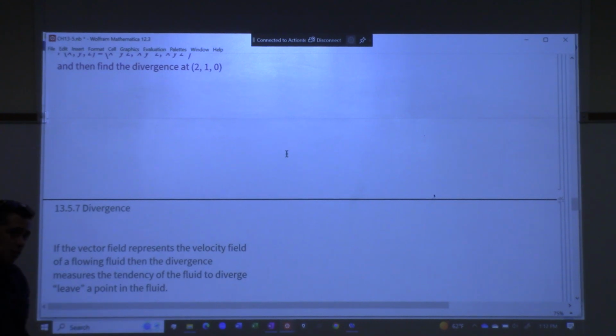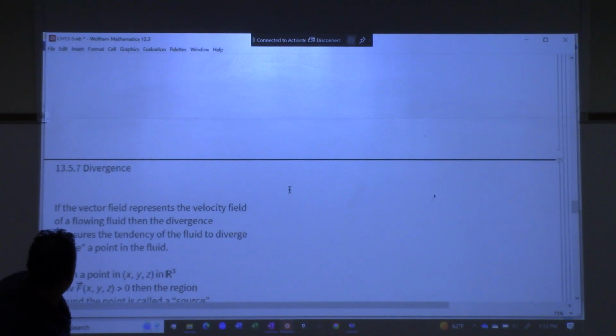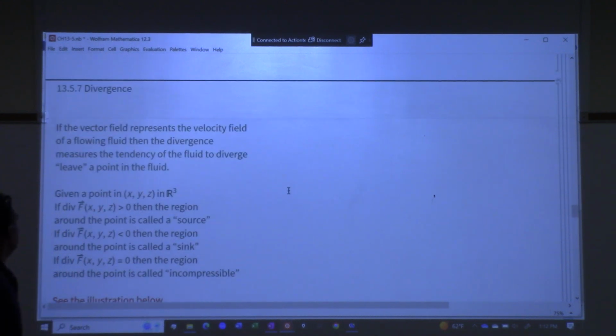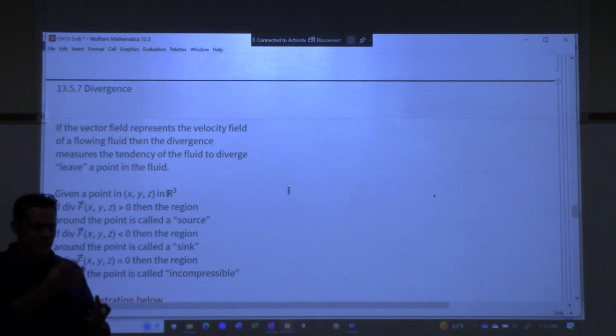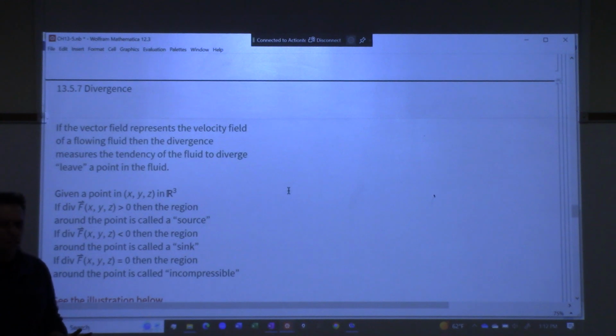Now we talk about divergence. So what does that represent geometrically? Well, here's kind of the definition of it. If the vector field represents the velocity field of a flowing fluid, so going back to the idea of particles moving through space, water, something like that, then the divergence measures the tendency of the fluid to diverge or leave a point of the fluid. Okay, so what does that mean?